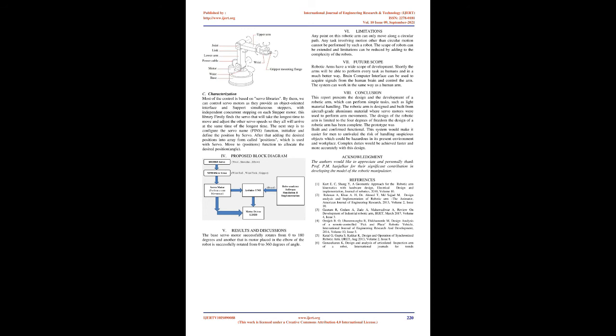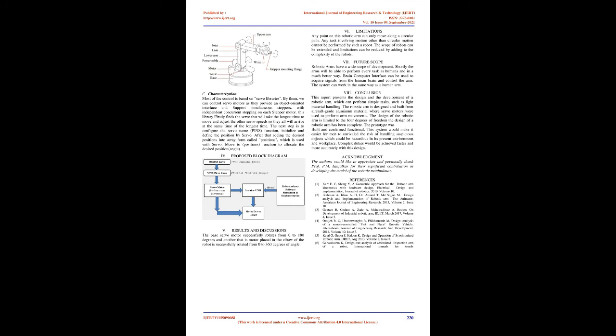Limitations. Any point on this robotic arm can only move along a circular path. Any task involving motion other than circular motion cannot be performed by such a robot. The scope of robots can be extended and limitations can be reduced by adding to the complexity of the robots.